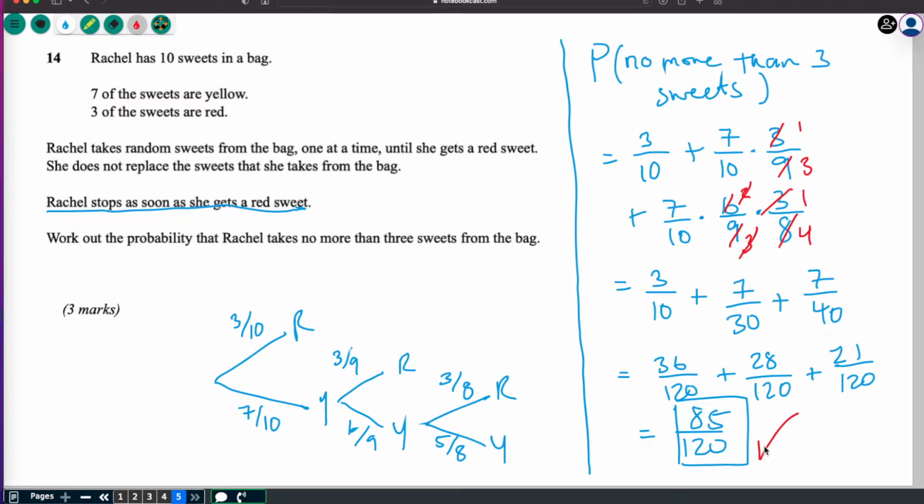I said yesterday in my video, don't bother simplifying that final answer. In a non-calculator exam, if it doesn't ask you to simplify anywhere in this question, don't bother simplifying the fraction. It's just not worth your time. Although someone in the chat has simplified it.